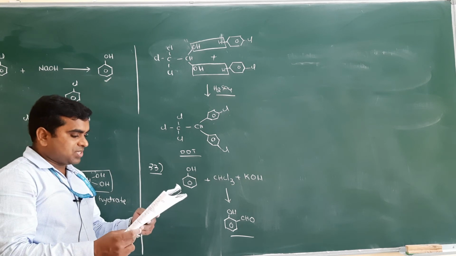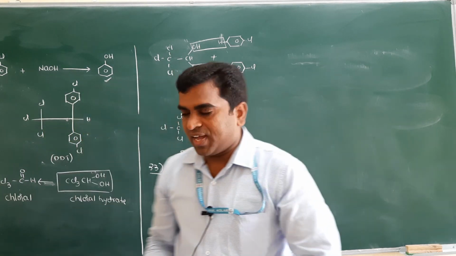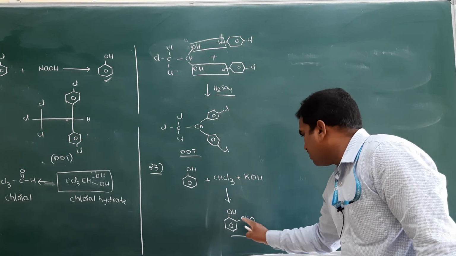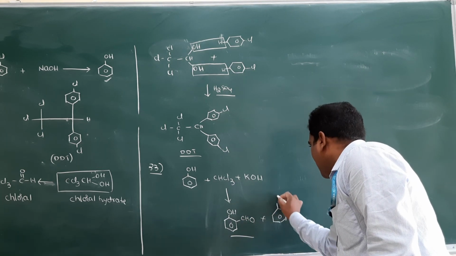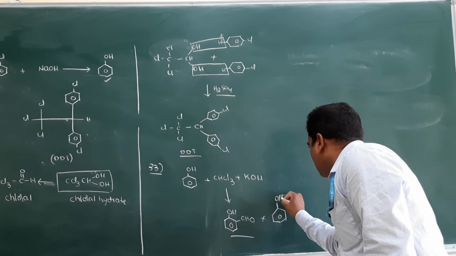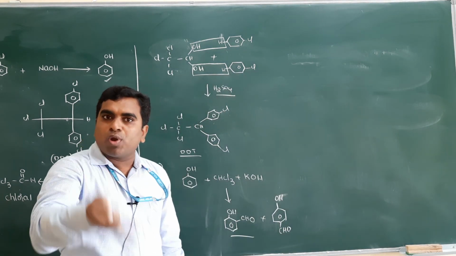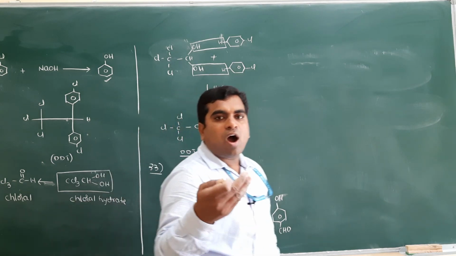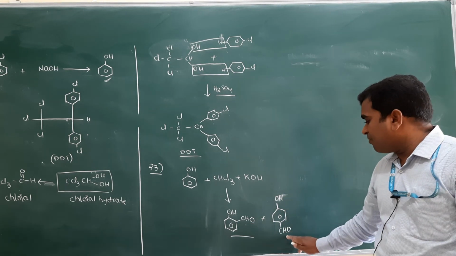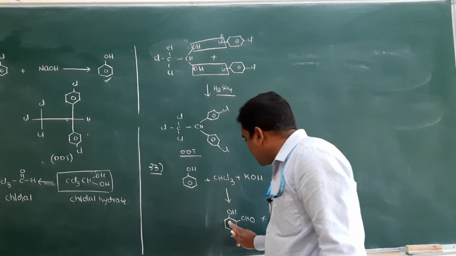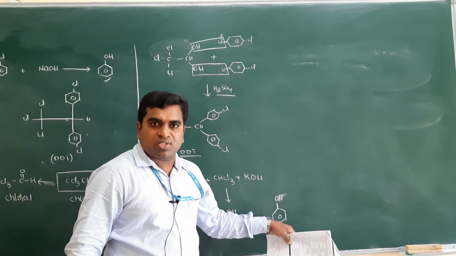Clear? So what is your option here? Salicylaldehyde, and you will also get para-hydroxybenzaldehyde. The aldehyde may attack at the ortho position, and it may also attack at the para position, because when phenol is present the reaction takes place there. Phenol is an electron donating group. Electron donating groups are ortho and para directing, so it may form at the ortho position and at the para position. Salicylaldehyde is the major product and this is the minor product. So both will form here.